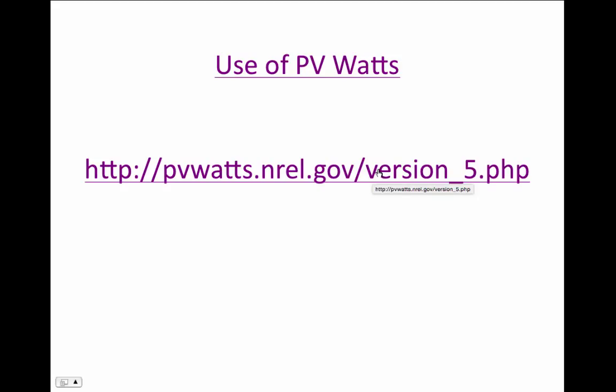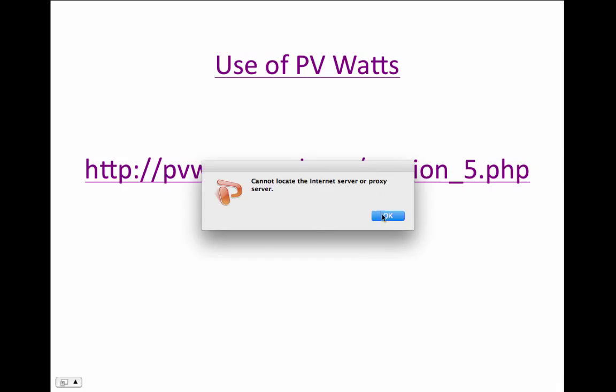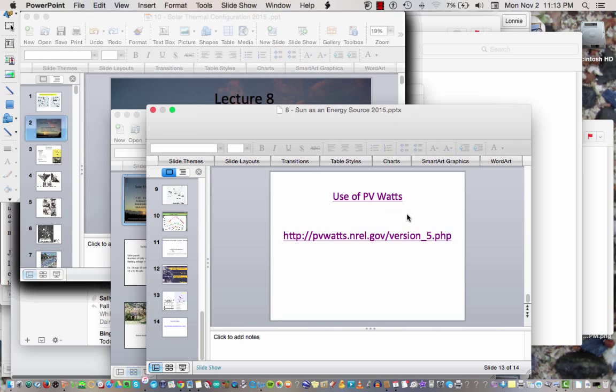Now let's take a look at how to calculate how much energy you'll get from a solar electric panel. Okay, let's try this.